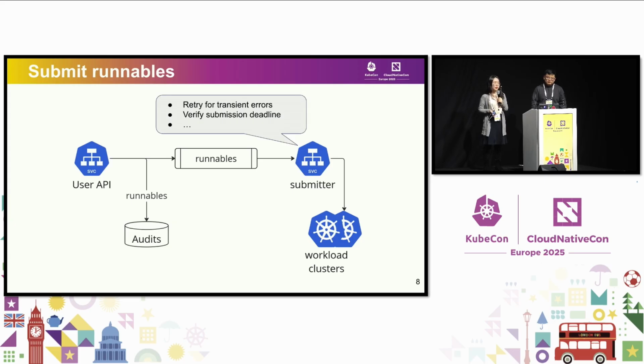The submitter, which is hidden away from our users, will handle those complicated logic like retry, by determining if the error is transient or not. Also, like feature support, say verify if the workflow is still valid for submit after some time.